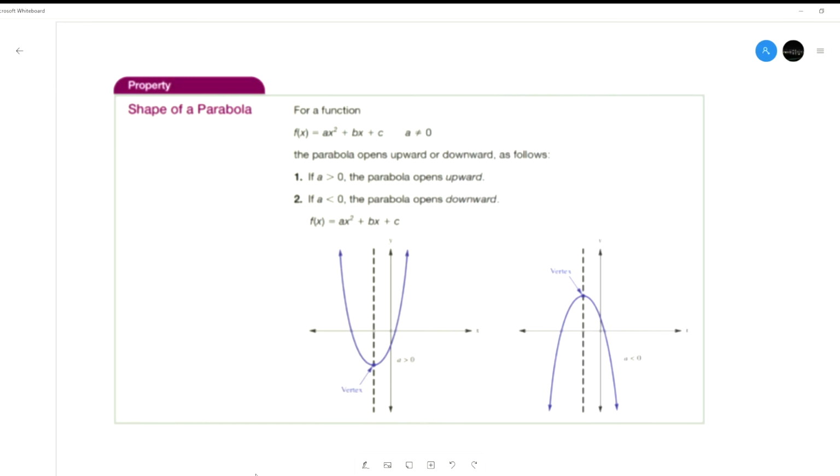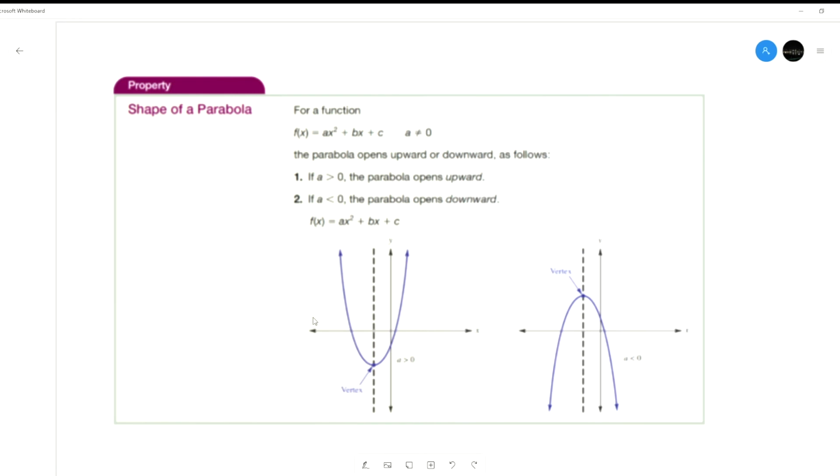So as you can see here, our quadratic equation, right? We have in function notation f of x is equal to ax squared plus bx plus c, right? And a cannot equal 0, otherwise it wouldn't be a quadratic. So the shape of this graph is called a parabola. A parabola is kind of a U-shaped graph.